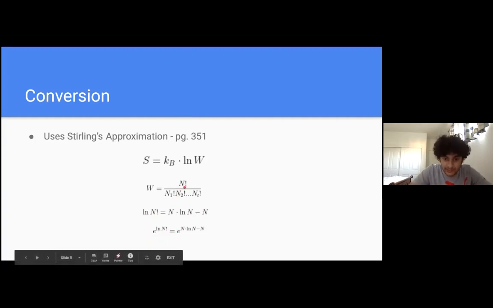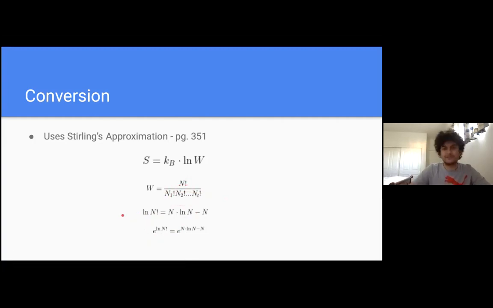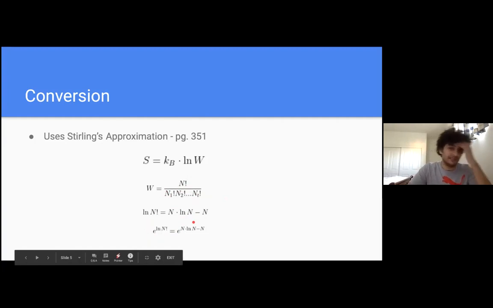Basically, you'll get an equation for N factorial, N1 factorial, et cetera. Plug that in and simplify. And as you go through the algebra, you'll end up with the probabilistic definition. Just wanted to make sure you know you'll be using Stirling's approximation for that.